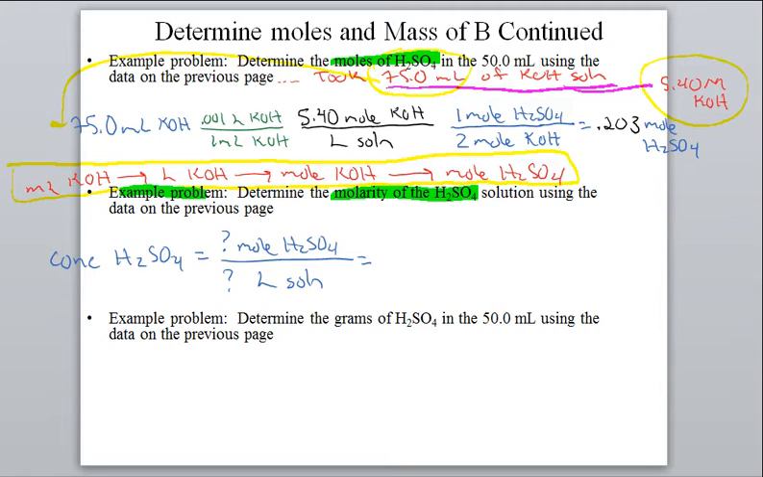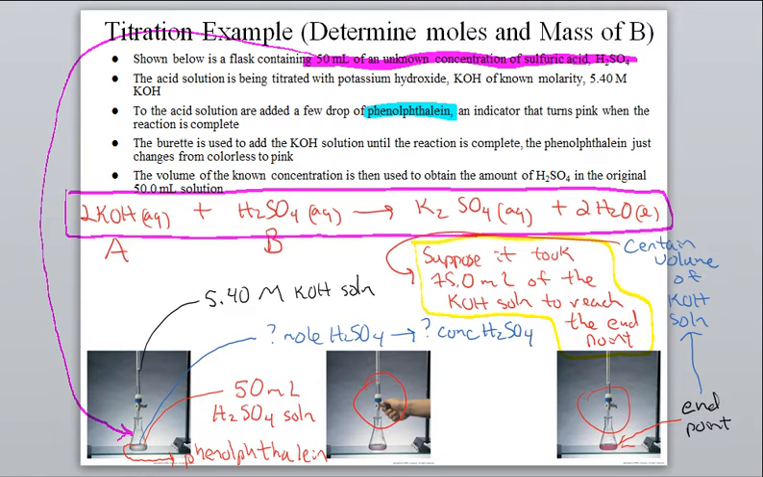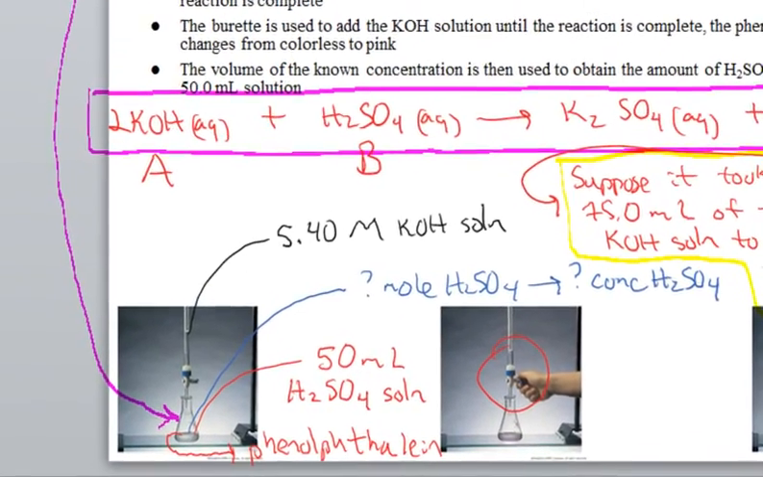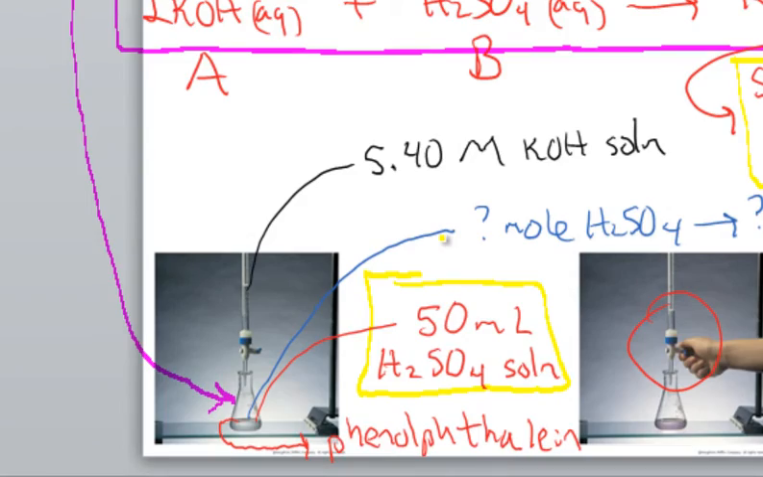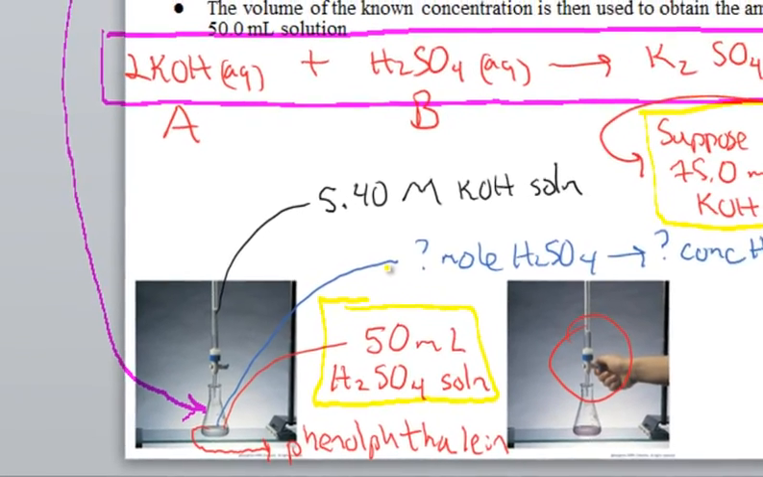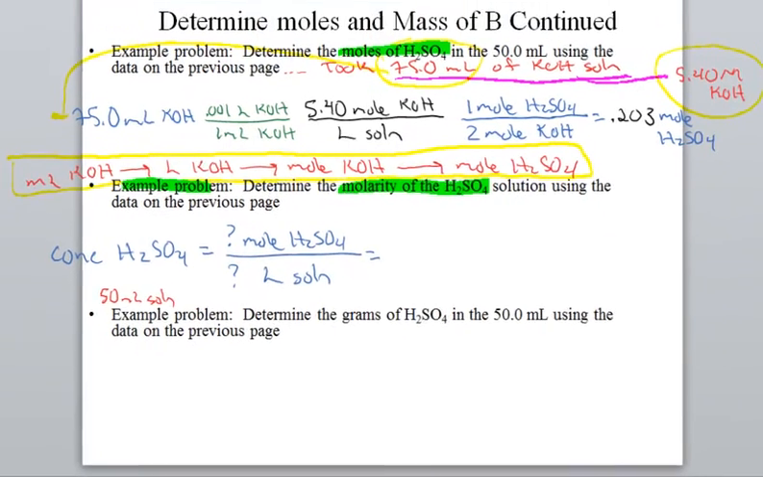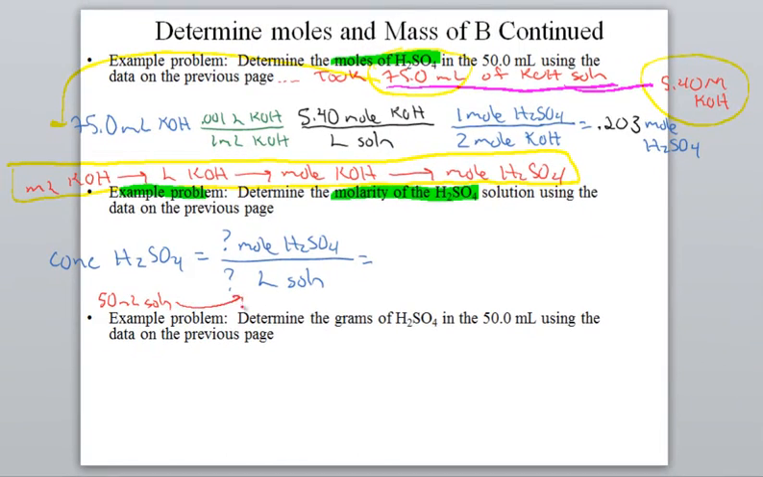When we do this problem, we need to know how many moles, and we need to know the volume. Well, if we look back at the problem, when you do a stoichiometry problem, you put an exact amount of the unknown into your container. We put exactly 50 milliliters of sulfuric acid into the Erlenmeyer flask. That's important. That's our volume. That 50 milliliters, we already know the bottom part of our ratio. The bottom part is 0.050 liters of solution. Now we only need to know how many moles are in that 50 milliliters.